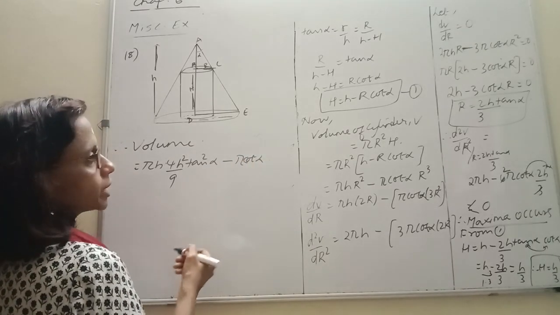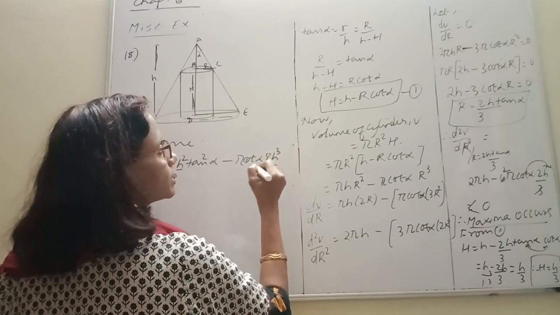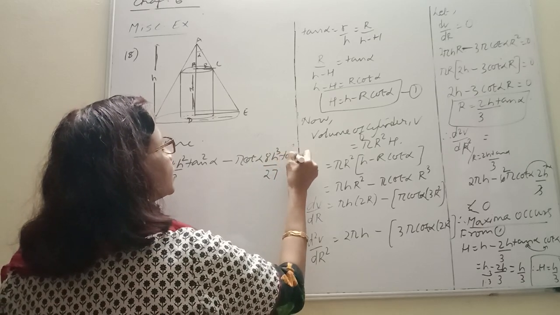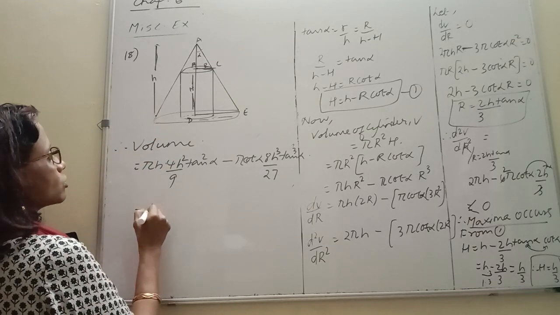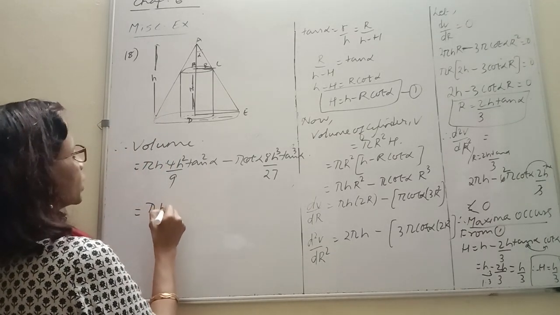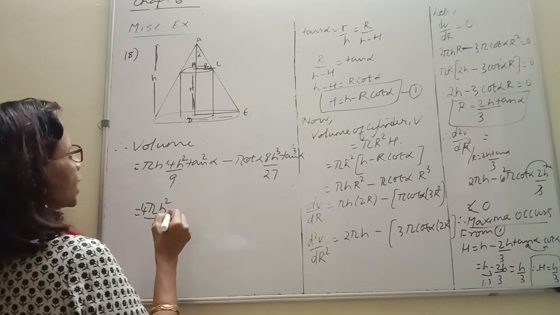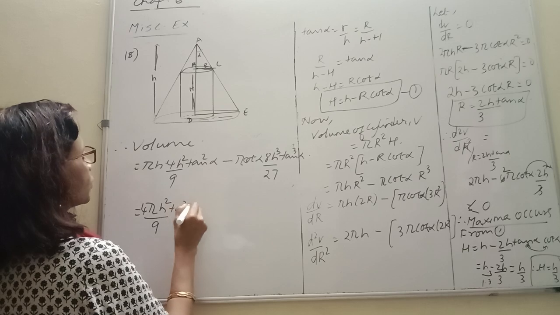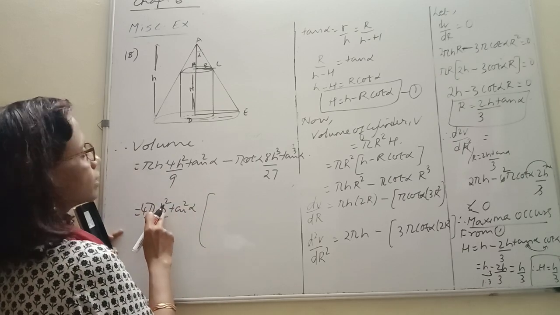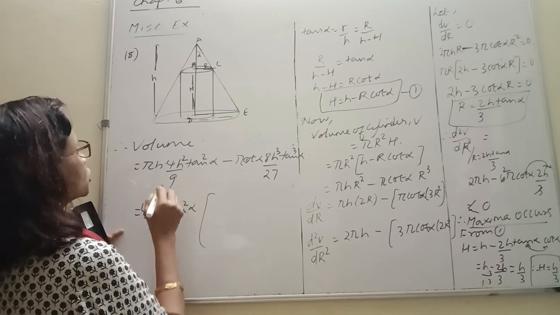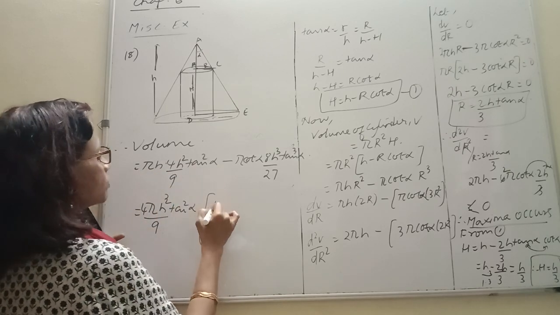Now r cube, let's do it carefully: 8 h cube over 27 tan cube alpha. So you can have things common. Pi can be common, 4 can be common, 9 can be common, and also you can have tan squared alpha common. So what are we left with here? 4 pi h cube over 9 tan squared alpha, with everything common, and here 1 is left.